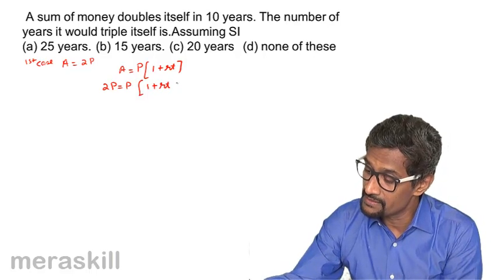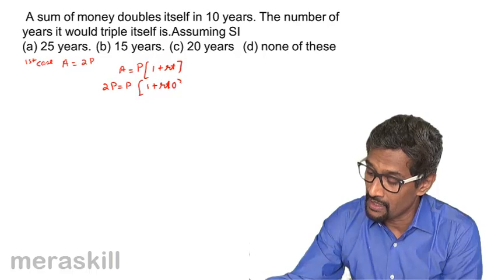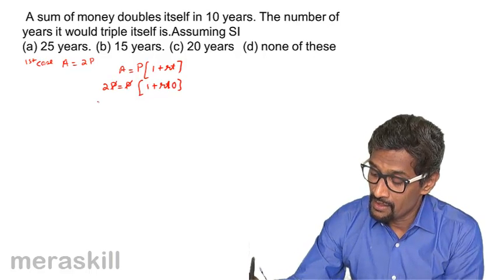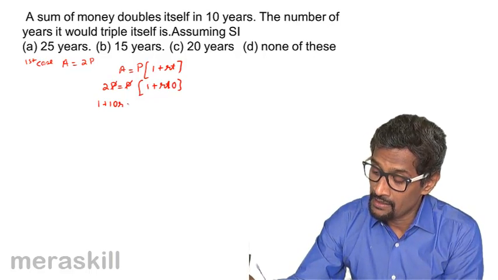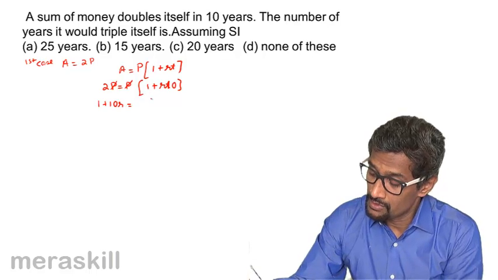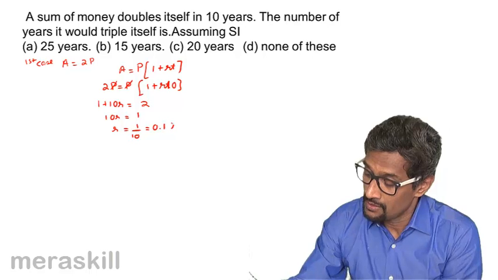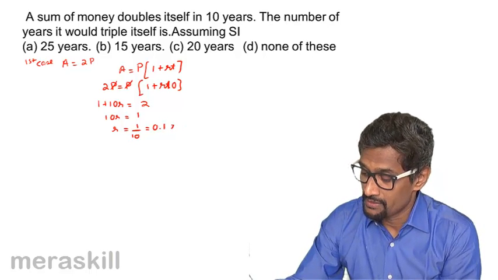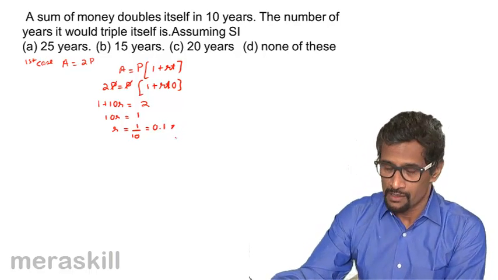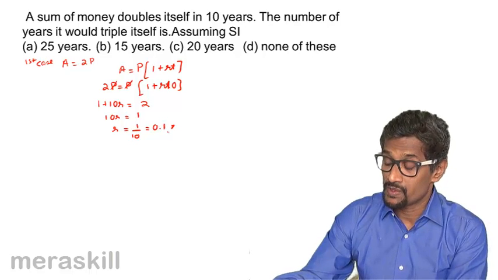T in this case is 10 years, so it's going to be 10R. So in that case 1 plus 10R is equal to 2. That means 10R is equal to 1. So R is going to be 1 by 10, that is 0.1. In other words, it's 10%. So the rate of interest is 10%.